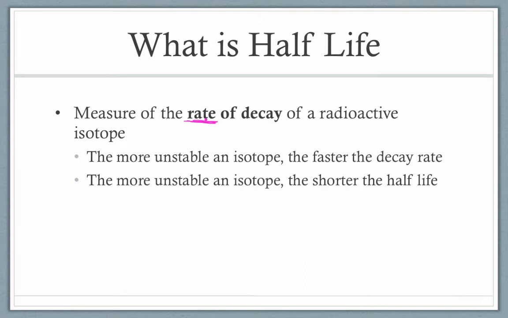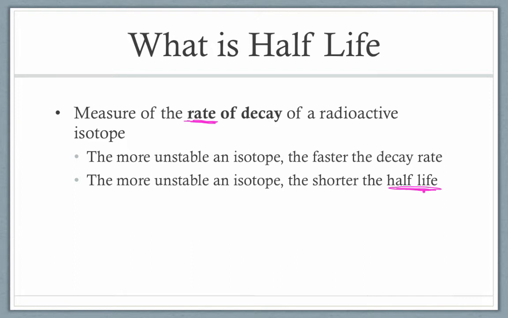Getting back to our idea of stability, the more unstable an isotope is, the faster the rate of decay. And this should make a lot of sense. If it's more and more unstable, the likelihood of the atom breaking down is much, much higher, meaning the overall decay process happens at a faster rate. Likewise, the more unstable an isotope is, the shorter, and this is getting back to our term here, the shorter the actual half-life is going to be. The less amount of time is necessary for that decay process to actually happen. So two things we can think of. More unstable equals faster decay rate, and more unstable means shorter half-life.